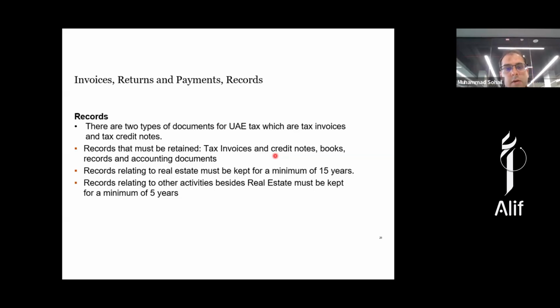There are two types of documents issued in UAE VAT. These are tax invoices and tax credit notes. For real estate services, you must maintain your documentation for a minimum of 15 years. For other services besides real estate, you must maintain your documentation for a minimum of 5 years.